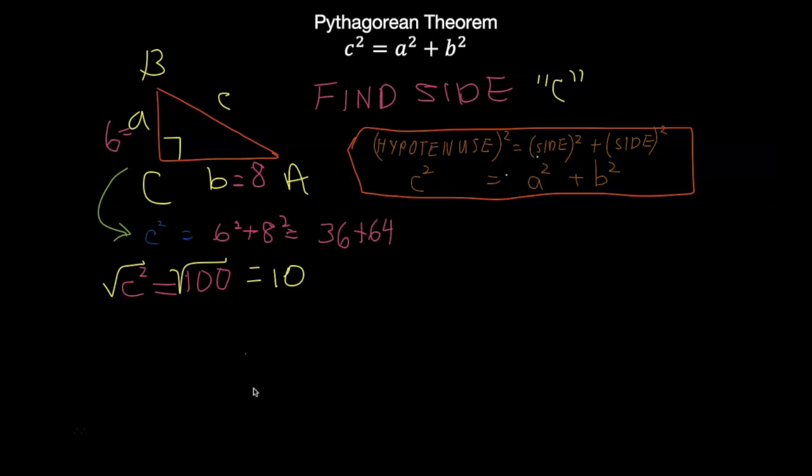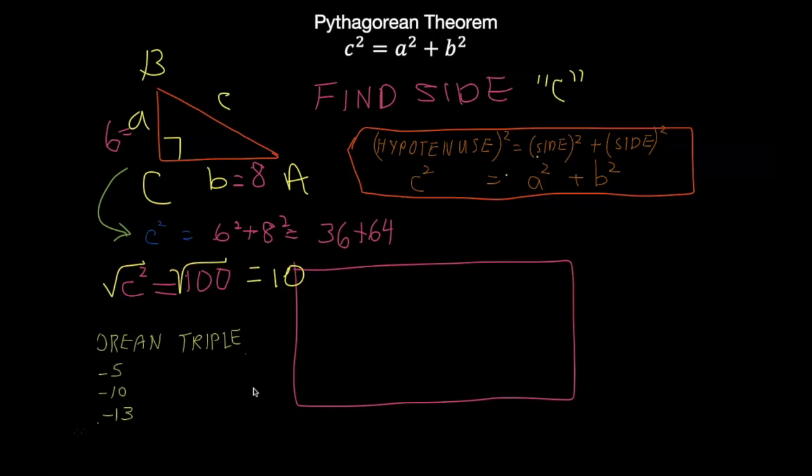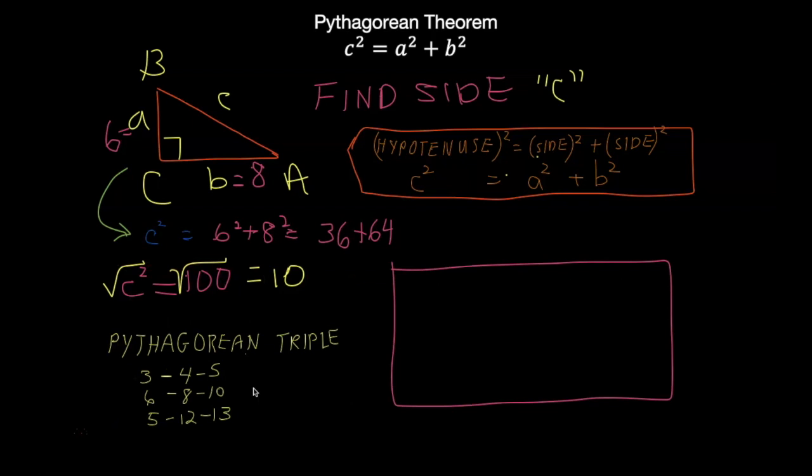Where's a Pythagorean triple used? Well, it's used in construction. It's actually a great aid. If you know how to use it, it's really quick. Take a 3, 4, 5.